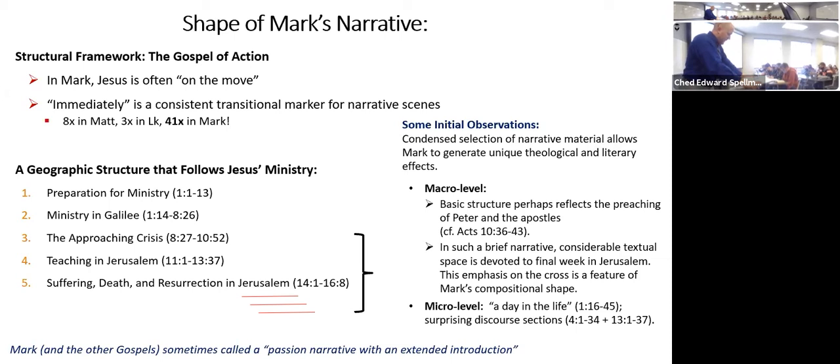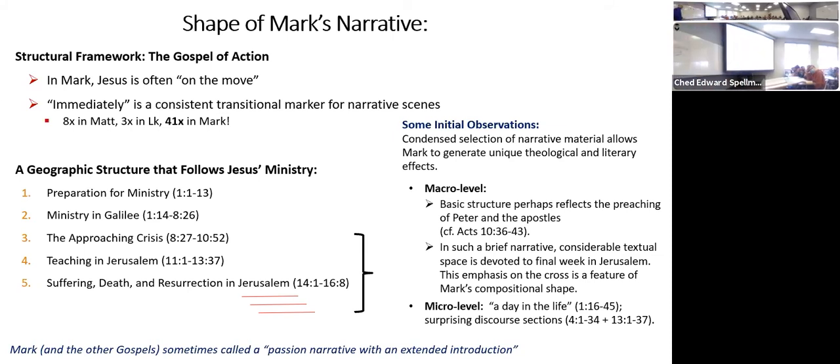And verse 45 is kind of coming to the end. But he went out and began to proclaim it freely and spread the news around him, to such an extent that Jesus could no longer publicly enter the city, but stayed out in the unpopulated areas, and they were coming to him from everywhere. And then verse 1 of chapter 2: when he had come back to Capernaum several days afterward, it was heard that he was at home.